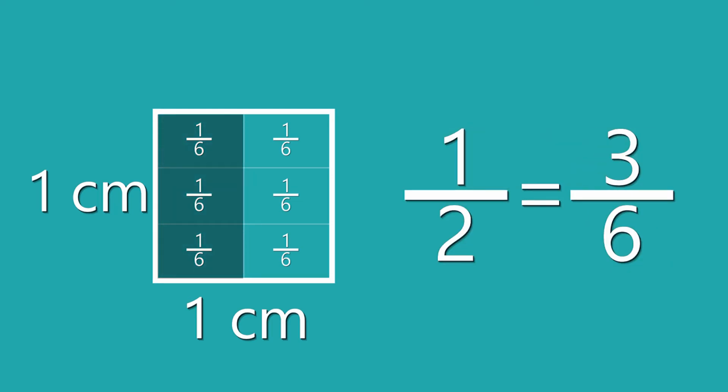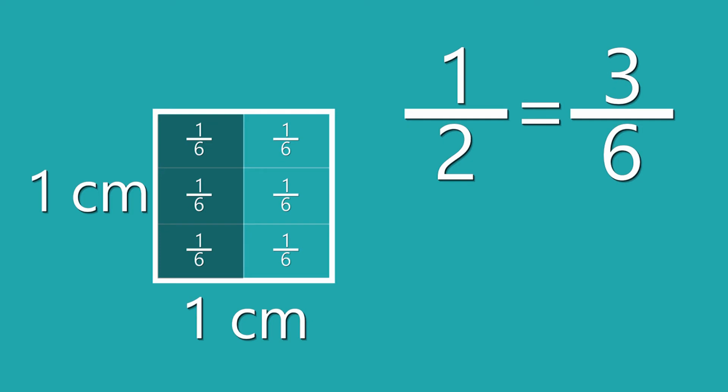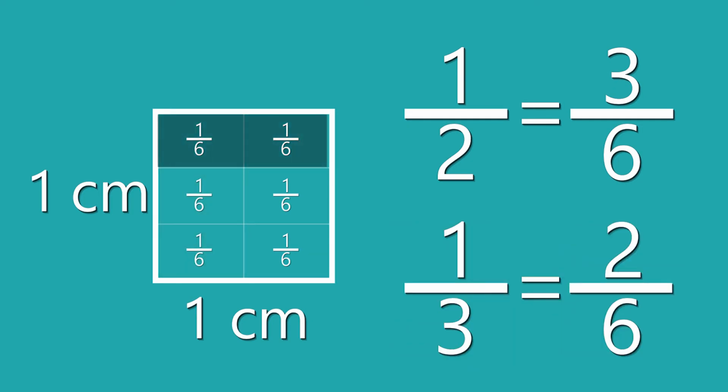1/2 of this square is equivalent to shading in 3 of those 6, as we can see in the diagram. I'm also going to shade in 1/3 of this shape. 1/3 of this shape would be equal to 2/6, so 1/3 is 2/6. Those two fractions are equivalent to each other.